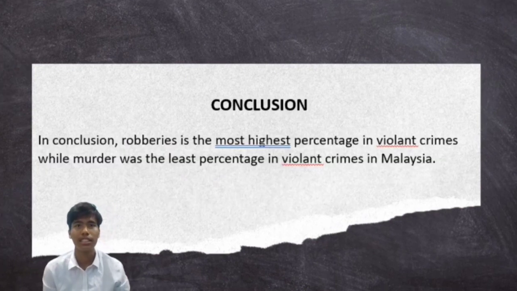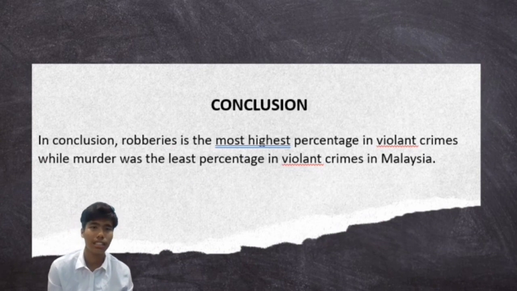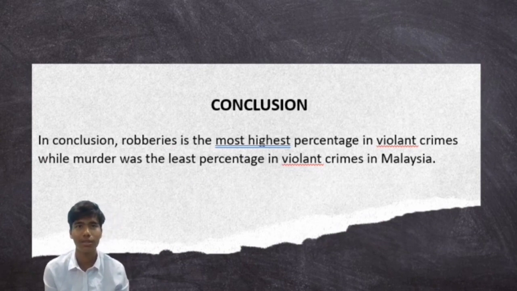In conclusion, what we get from this pie chart is that robbery is the highest percentage in violent crimes, while murder was the lowest percentage in violent crimes in Malaysia. Malaysia is a very safe country.